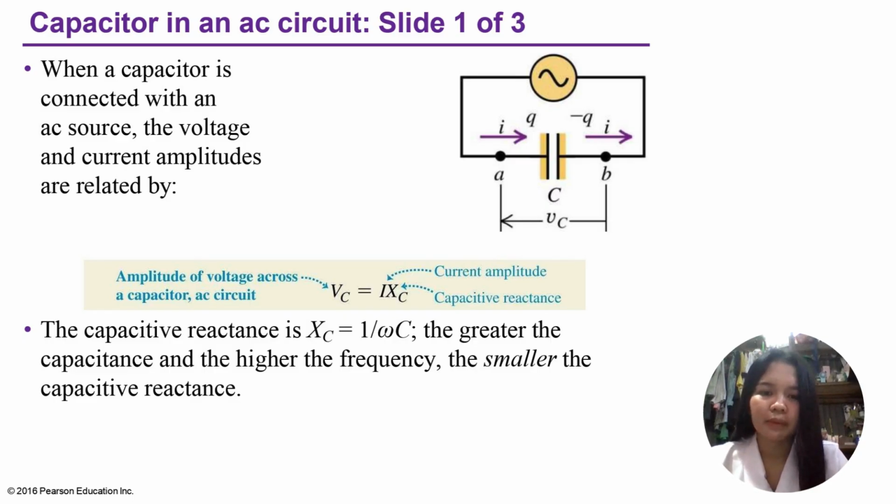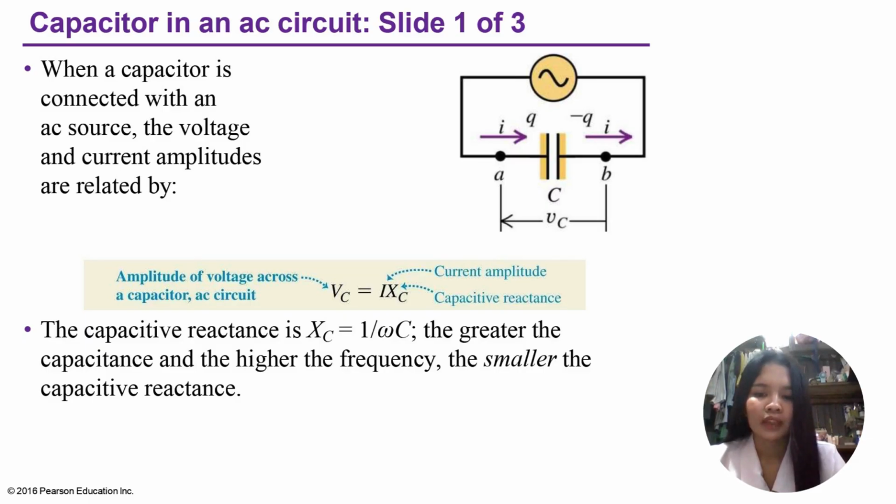And now, let's examine the behavior of a capacitor in an AC circuit. Similar to inductors, the relationship between voltage and current in a capacitor is not simply described by Ohm's law. Here we introduce the concept of capacitive reactance, denoted by X sub C. The voltage amplitude across the capacitor, V sub C, is related to the current amplitude through the capacitor, I sub C, by the equation V sub C equals I sub C multiplied by X sub C.